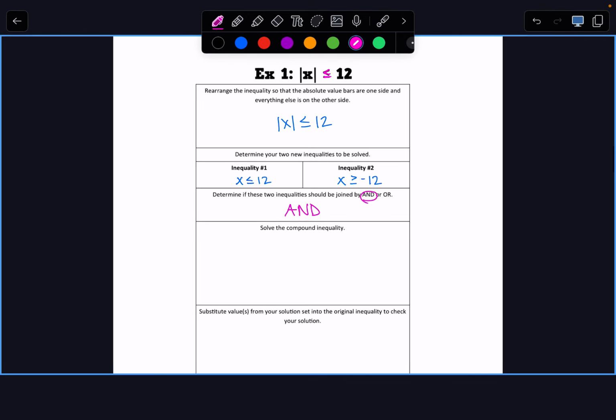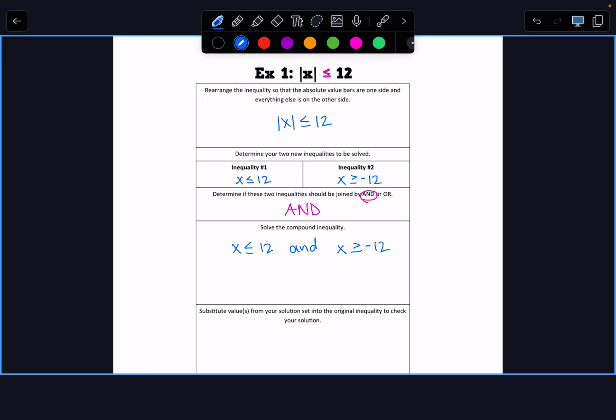All right, now solve the inequality. Right now we have x is less than or equal to 12 and x is greater than or equal to negative 12. I don't have anything to solve. If I had an expression inside of my absolute value, we would have something to solve, and we'll get there.